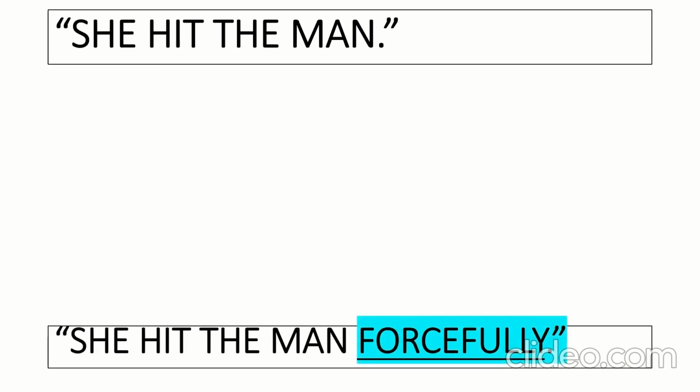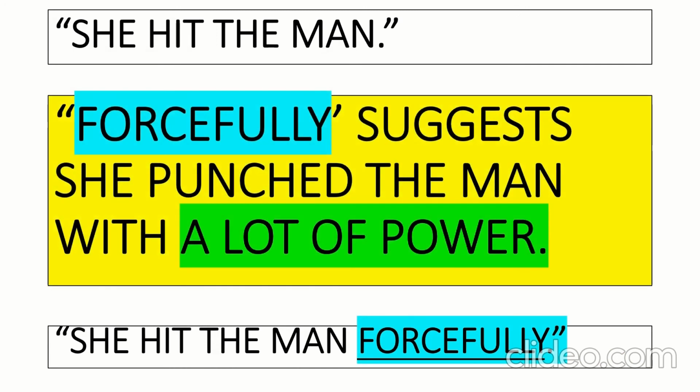Okay, again, she hit the man. Here the writer has chosen to use the adverb forcefully at the end. Okay, so forcefully suggests she punched the man with a lot of power. So hit is already quite a strong verb, but forcefully really tells us that there was some whack behind the punch.